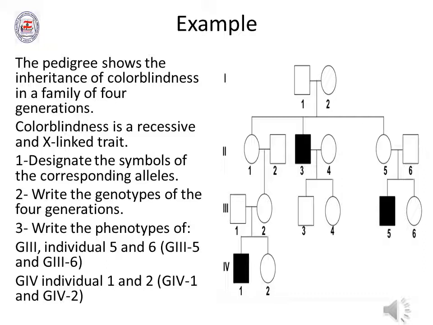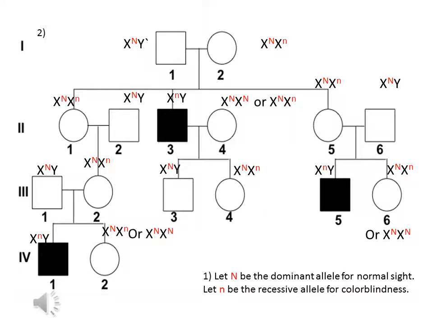The pedigree shows the inheritance of color blindness in a family of 4 generations. Color blindness is a recessive and X-linked trait. The first question is to designate the symbols of the corresponding alleles. The second question is to write the genotypes of the 4 generations. And the third is to write the phenotypes of generation number 3, individuals 5 and 6, and generation number 4, individuals 1 and 2.